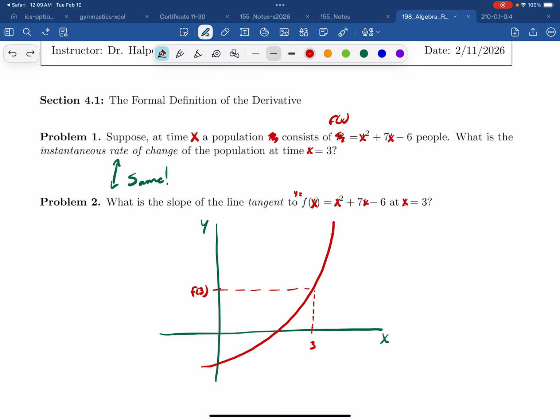But just to point out, we could plug 3 into f, and we get 3 squared is 9, plus 7 times 3 is 21, minus 6 is 24, okay? I just plugged 3 into this function. So anyway, this is the graph y equals f of x. And we want to find the instantaneous rate of change of this curve. Well, what do we mean by that?